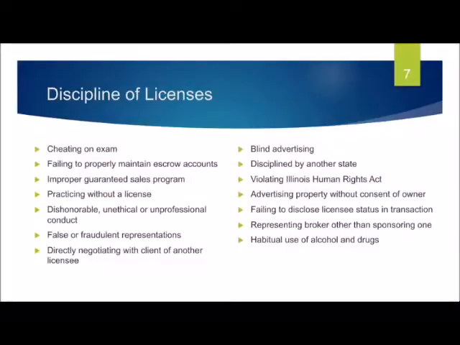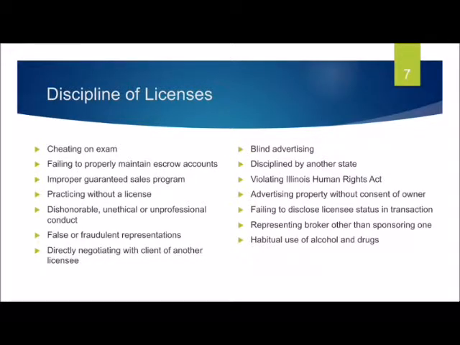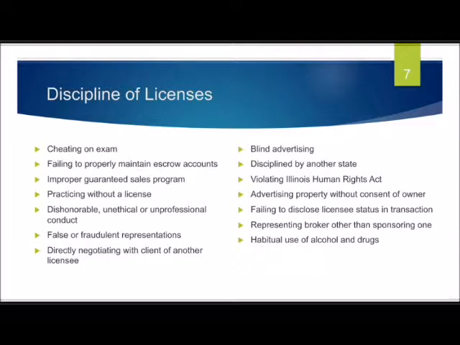If we're falsely or fraudulently misrepresenting anything, ourselves, property, anything that we are doing, directly negotiating with a client of another licensee. This comes into play typically once a contract has been signed on a property and a listing agent will try to talk directly to the buyer instead of through the buyer agent, or the buyer agent tries to talk directly to the seller without going through the listing agent. So we cannot negotiate directly with someone else's client.